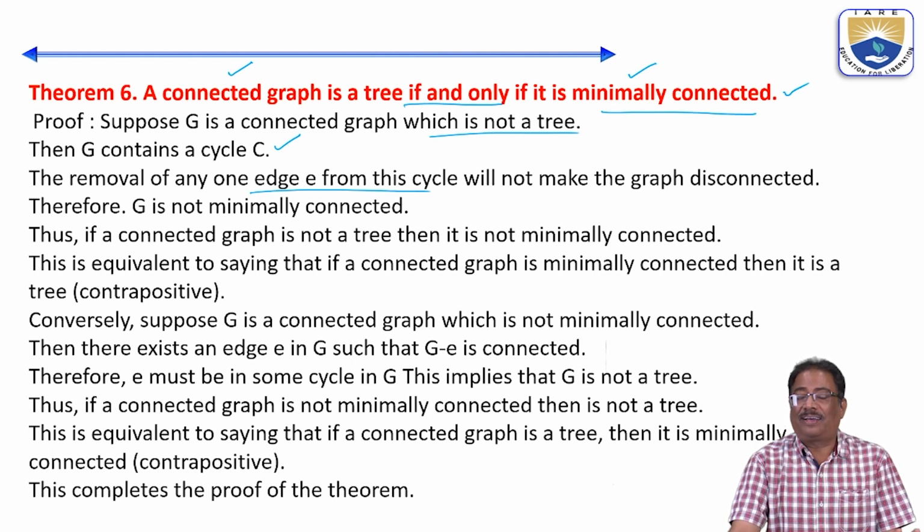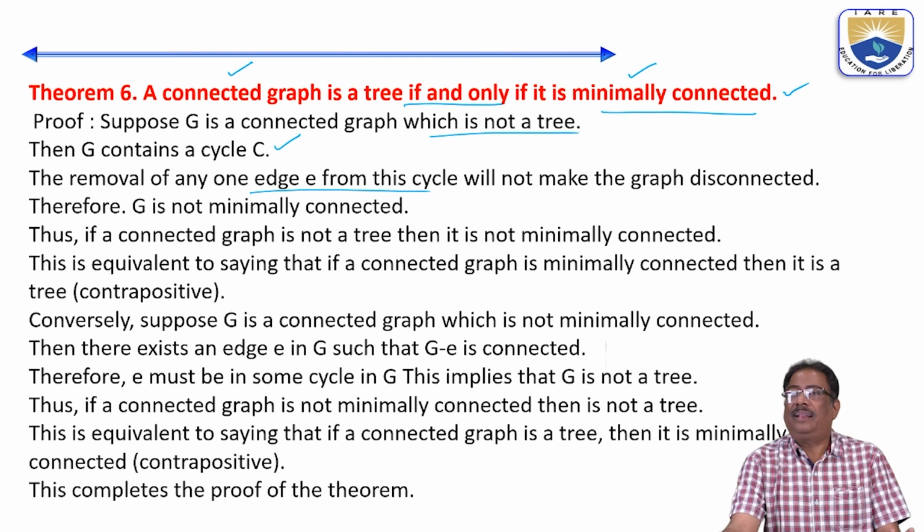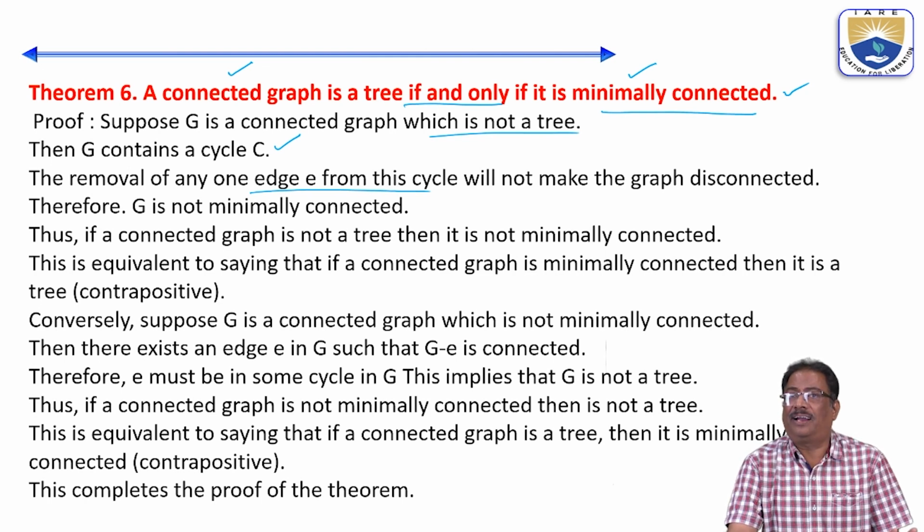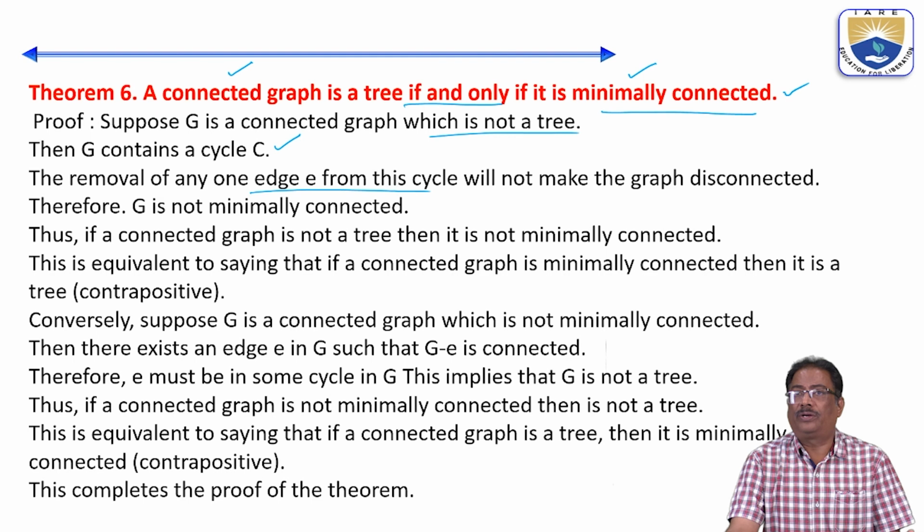So whatever connected graph we assume that is not a tree leads to it not being minimally connected. Then equivalently we can say that if a connected graph is minimally connected, then it is a tree. This is nothing but a contrapositive.